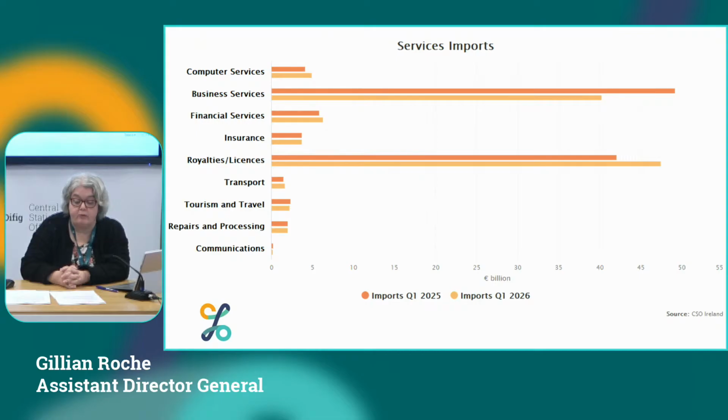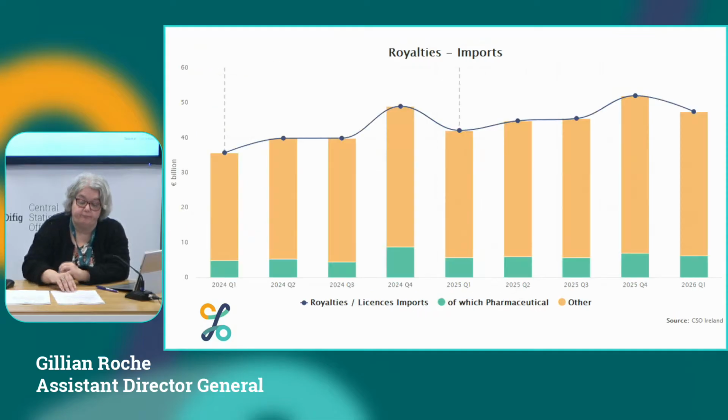Looking then at our services imports, year on year, we have an overall increase of 1.2 billion. We have a decrease of 8.9 billion in the business service imports, and again, that's in line with the decrease in goods exports. These services support that activity, but that's balanced by increases in royalties and increases in imports in other services, up 5.4 billion and 3.4 billion respectively.